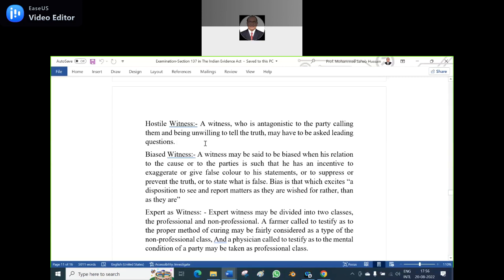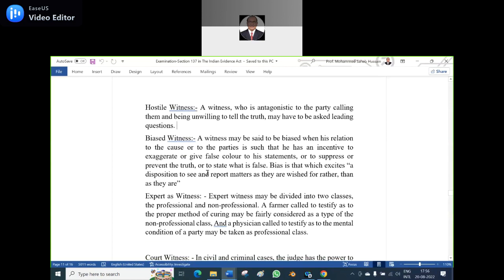And yesterday we also noted that a hostile witness can be called an antagonistic witness, an unfavorable witness, an adverse witness. Now, the biased witness. A witness may be said to be biased when his relation to the cause or to the party is such that he has an incentive to exaggerate or give a false color to his statement. But he knows that he is giving the false color and exaggerating, and he is biased in his statement to suppress or prevent the truth or to state what is false. Bias is that which excites a certain disposition.